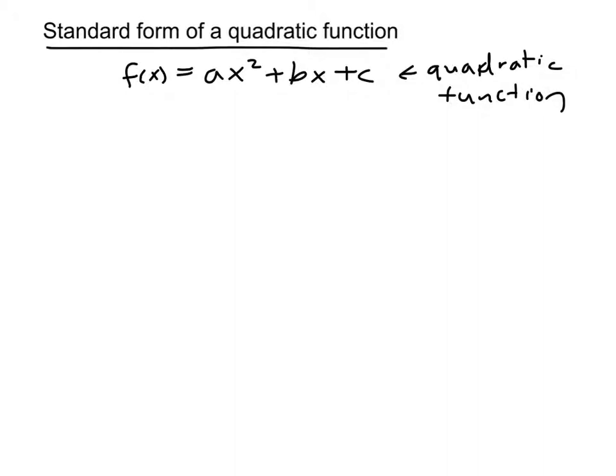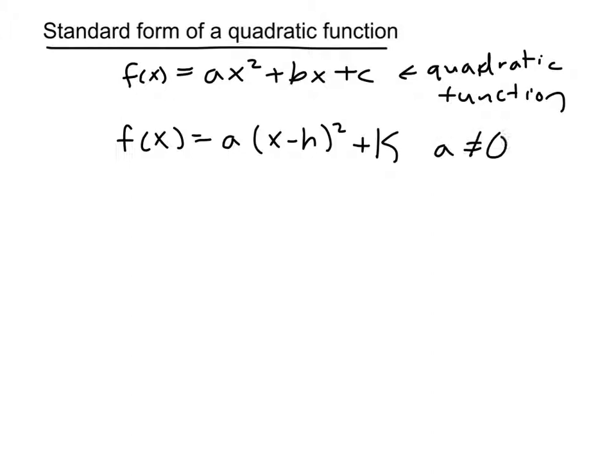So we can rewrite this as f of x equals a times (x minus h) squared plus k, as long as a does not equal 0. Because if a were to equal 0 in either this one or this one, then you lose the square term, so you lose the quadratic part of this function. So this is the standard form.